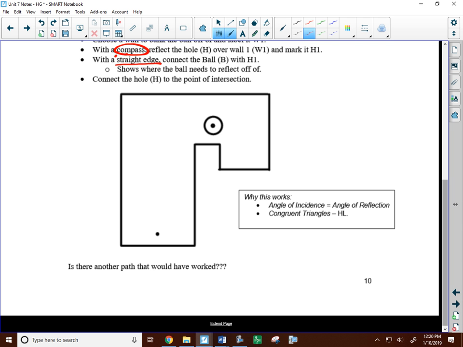It all boils down to reflections. Here's the ball, here's the hole. You want to go here, and what you do is you choose a wall that you want to bounce off of. So if I want to do it in one shot, I choose this wall.